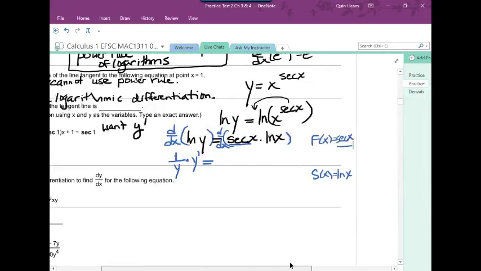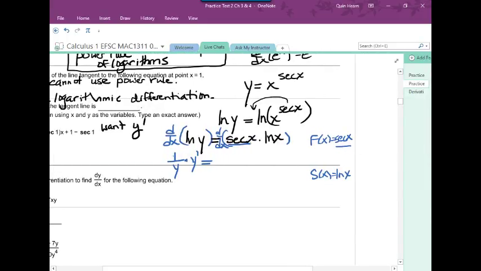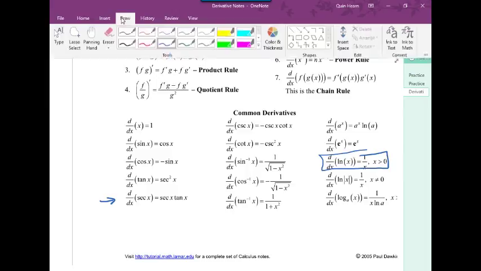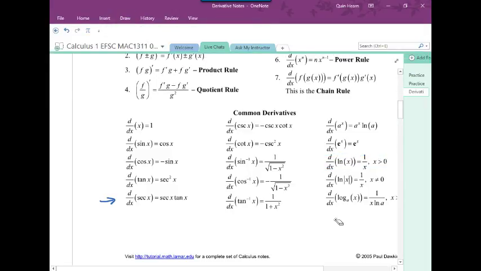So remember, what we were working on is, in the process of solving this problem, we needed to find the derivative of the secant x as part of our product rule. So we're going to say f prime of x equals secant x tangent x. Okay, and then we need the derivative of the natural log. Remember, I just mentioned the derivative of the natural log is 1 over x, but I just want to show you on this derivative sheet, it says that right here, derivative of the natural log of x is 1 over x.